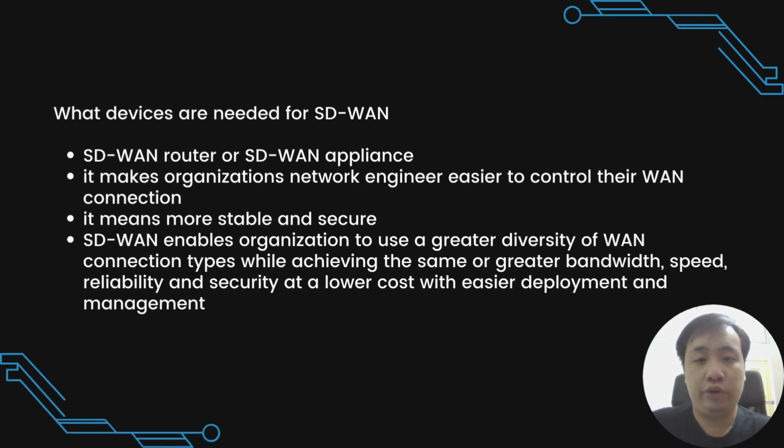So to upgrade to SD-WAN, what devices are needed? Basically, we need an SD-WAN router or SD-WAN appliances. It makes it easier for organizations and network engineers to control their WAN connection. It means more stable and secure. SD-WAN enables organizations to use a greater diversity of WAN connection types while achieving the same or greater bandwidth, speed, reliability, and security at lower cost with easier deployment and management.